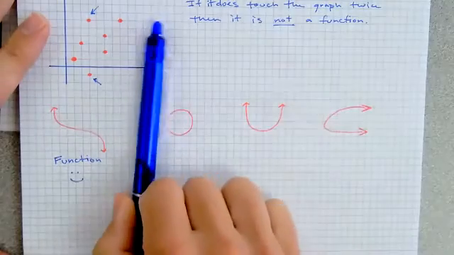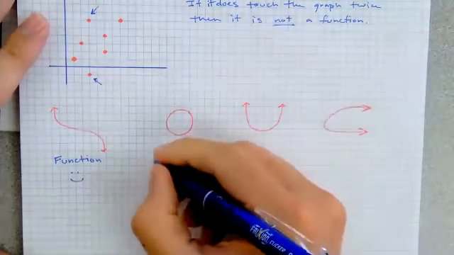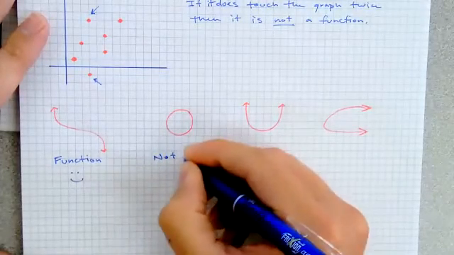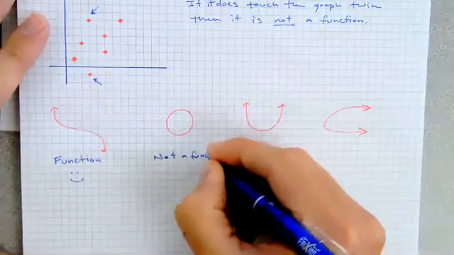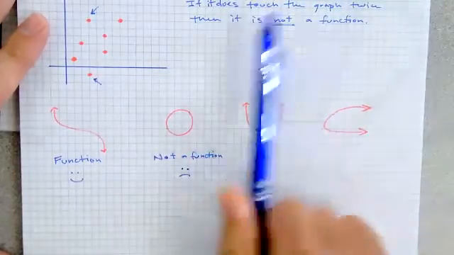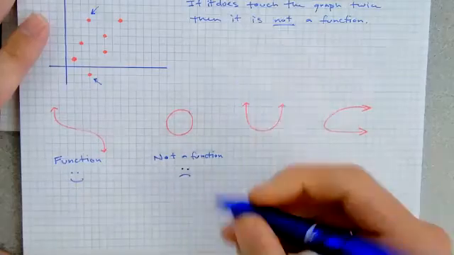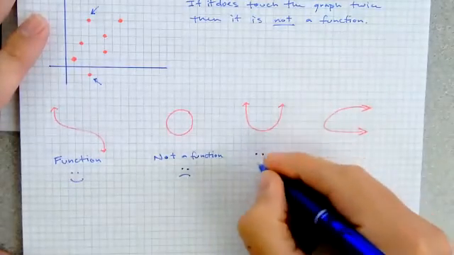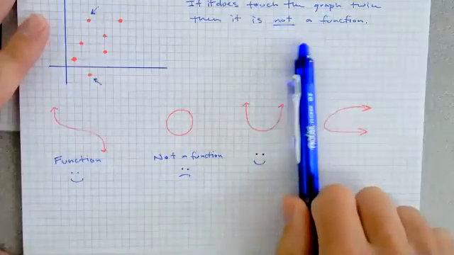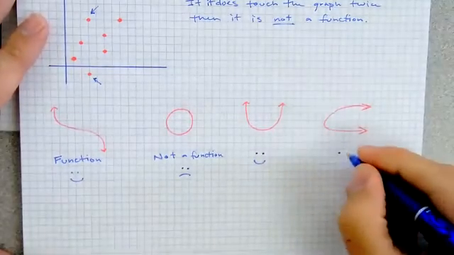You look at the circle. Yeah, it's going to touch the graph at more than one place. Not a function. Here, it's never really touching the graph at more than one place, so we're good here. And then the sideways parabola, definitely not, because it's touching the graph at more than one place.